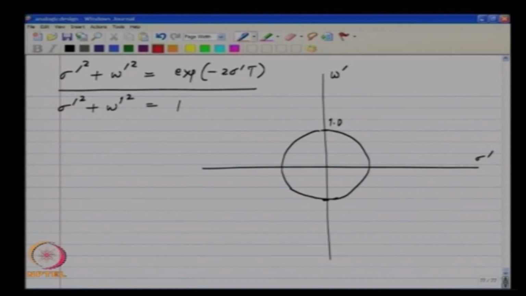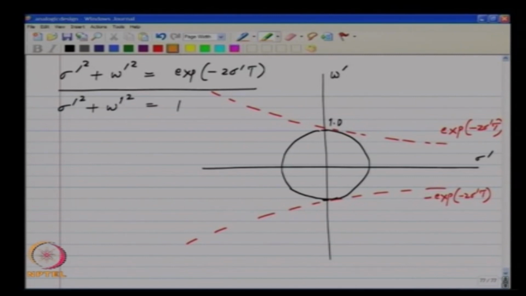Okay. And to get a feel for this, I will plot exponential of minus 2 sigma prime tau for some arbitrary value of tau. So, what the first equation is saying is that the sum of sigma prime square and omega prime square is equal to this value, that is, equal to this curve which is becoming larger for negative values of sigma prime and becoming smaller for positive values of sigma prime. So, compared to the circle, the new solution will look like this.